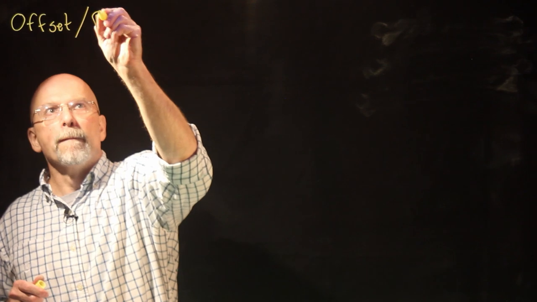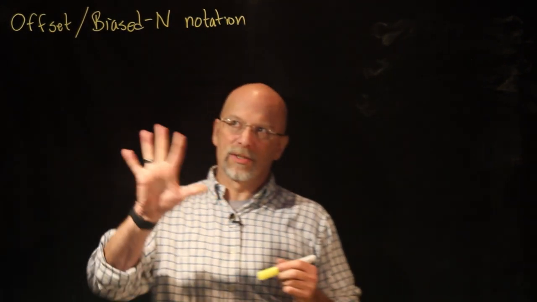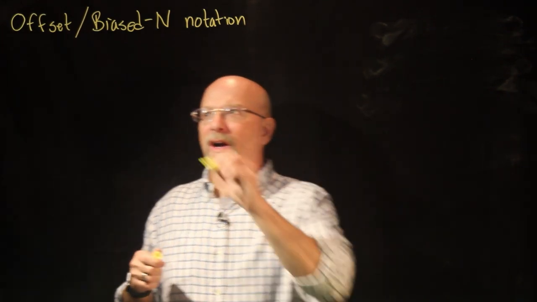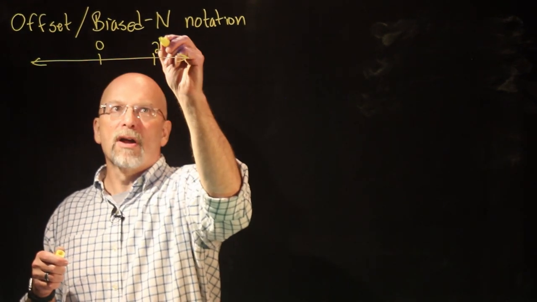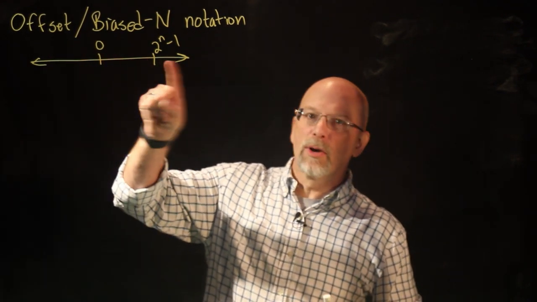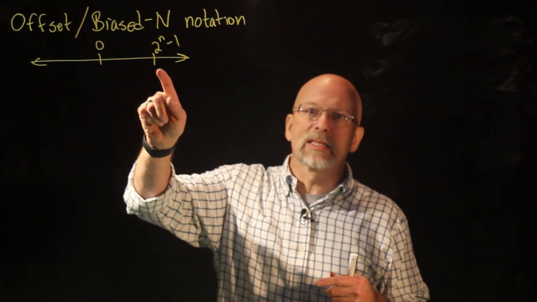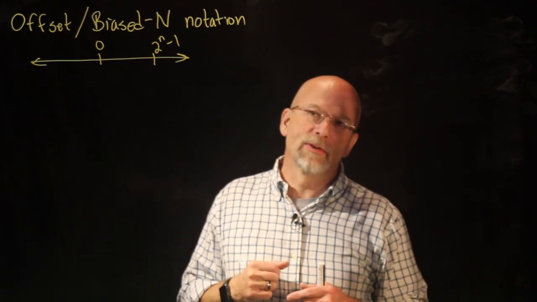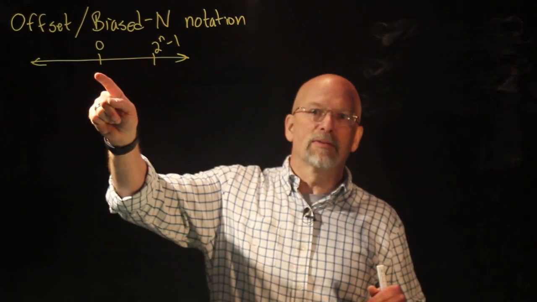This is referred to as offset or biased notation. And by the way, I learned this a long time ago, so the way I write this is actually biased-N notation. The N has a very important purpose. So remember the number line for unsigned binary, and I'm going to write it exactly here. Unsigned binary, based on the number of bits, went from 0 to 2 to the n minus 1. So for 8 bits, 2 to the 8th is 256, minus 1. That means the maximum value we can represent here is 255. The smallest value, the all zeros pattern, is 0.